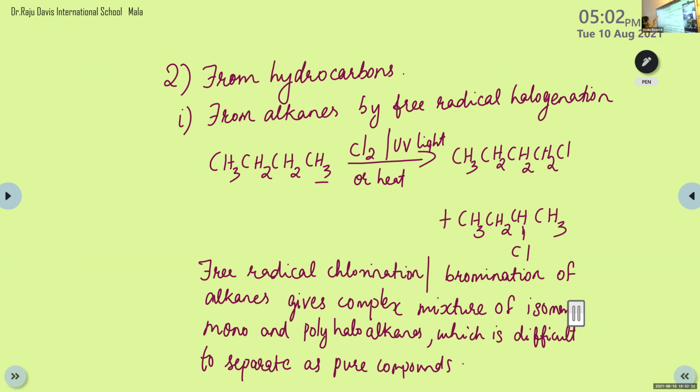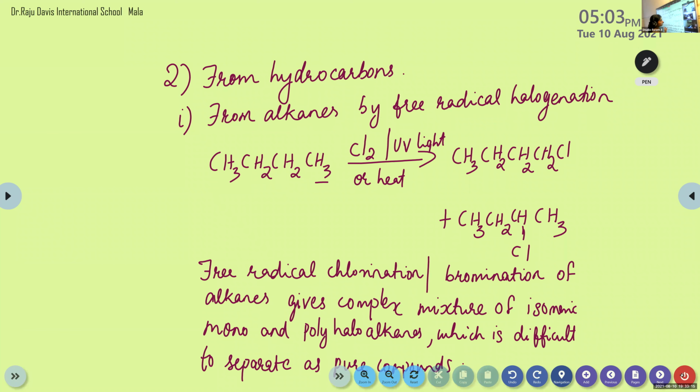Then the second one, that's from hydrocarbons. In the hydrocarbons itself, from alkanes by free radical halogenation. So when you hear the term free radical halogenation, presence of light or heat is there. Then the hydrogen in the terminal carbon atom or any carbon atom can be replaced by this chlorine. That means an isomeric mixture of products is obtained, and it is very difficult to separate these compounds in the pure form, and one is obtained as major product and the other one is minor product depending upon their yield. That's it. Shall I move to the next one?